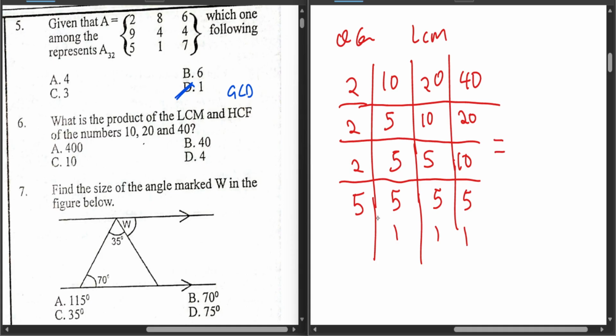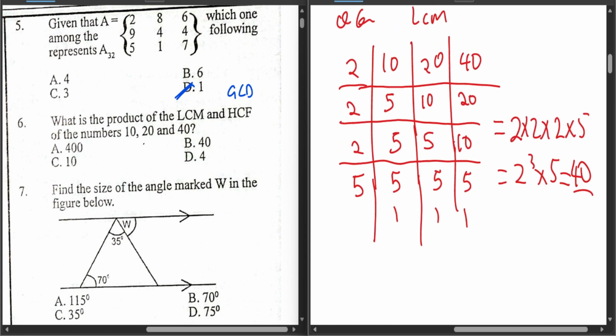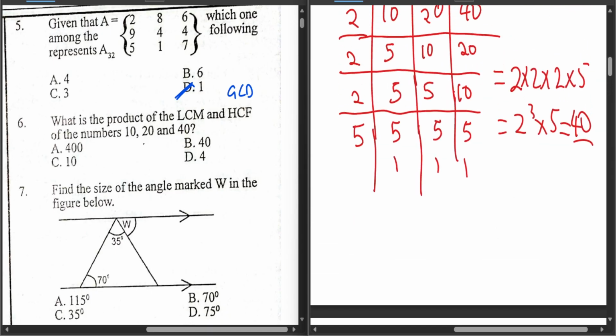So LCM is going to be 2 times 2 times 2 times 5, which is 2 cubed times 5. 2 times 2 times 2. 2 times 2 is 4, 4 times 2 is 8, 8 times 5 is 40. So LCM is 40. What about GCD? Right. Then GCD, how much will be your GCD?